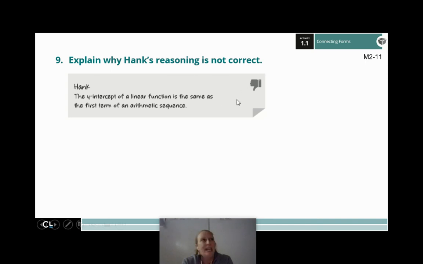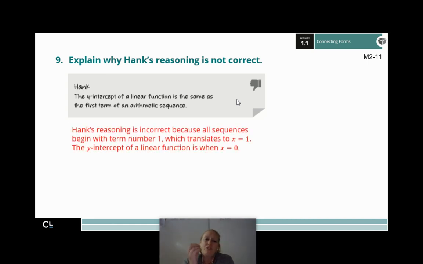So, yeah, Hank's reasoning is incorrect, and here's why. Remember, the first term of the sequence is term number 1, which means that's when x equals 1. But the y-intercept is when x equals 0. So that's why Hank's a little bit off there. Our first term of the sequence is actually when x equals 1, but the y-intercept of a linear function is when x equals 0. So Hank just got a little confused. But good on him for trying.